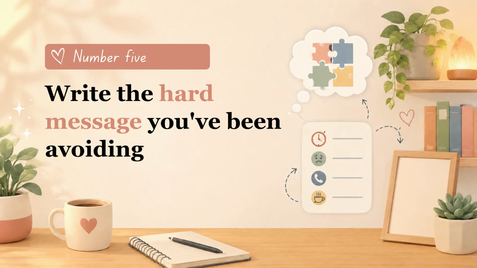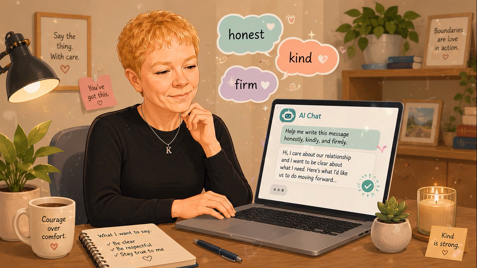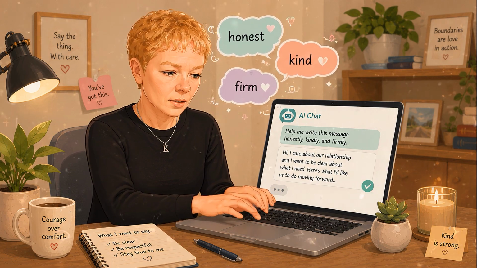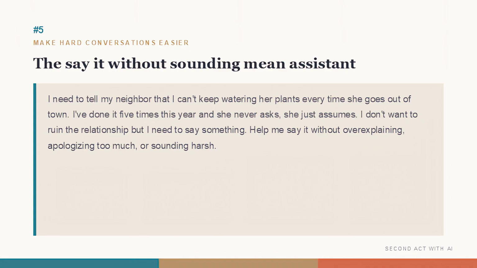Number 5, write the hard message you've been avoiding. Now, whether it's a text to a friend or an email to a family member or even a note to your neighbor, sometimes you know what you need to say, but you can't find the right words and you don't want to over explain. You don't want to apologize too much. And you definitely don't want to sound harsh.